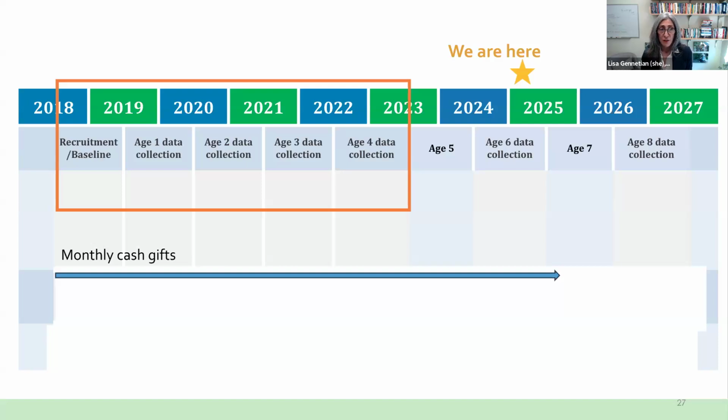The findings today are going to focus on what we're learning in the domains of health over this 4-year time period. Recognizing COVID happened, many things happened over this time period. I just want to note, and it's important for this audience, that families are still receiving the monthly cash gifts. In fact, we're in the field right now. The children are 6 years old, and many of the families are receiving their last cash gift payment right now.